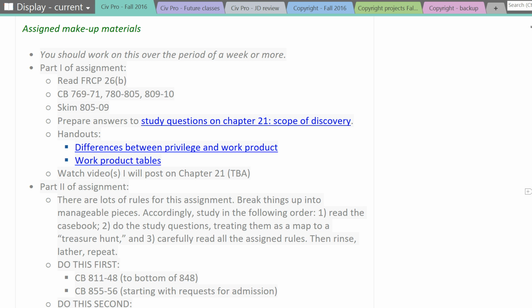What you need to do for each part of the assignment is, first, you gotta do the reading, okay? So read the rule, read the sections of the book, and then prepare the answers to the study questions and look at any assigned handouts. Then and only then should you look at the videos that I posted. If you're watching the video before you do the readings, then you are only guaranteeing that you're going to get a lower grade because you're not doing the legwork. These videos will help you the best if you do the legwork first and then watch the videos.